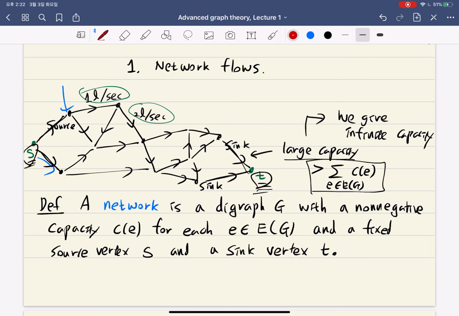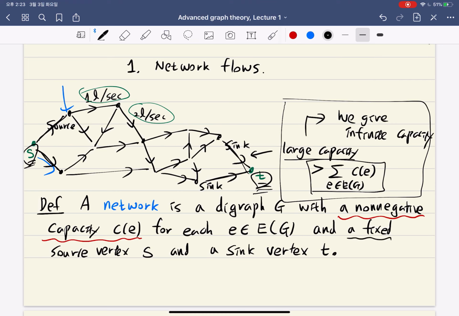Here we say that the non-negative capacity is finite, but for our purpose, infinite capacity and very large capacity are the same. So we just say that giving infinite capacity means giving very large capacity. Anyway, this justifies that we only fix one source vertex and one sink vertex.